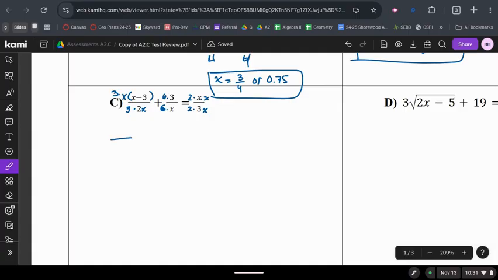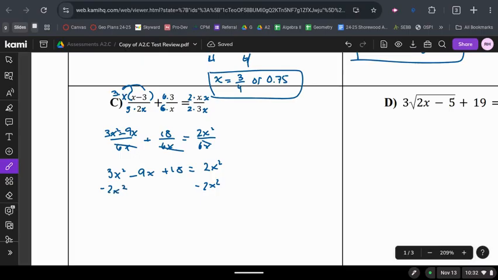So now that all of these have a common denominator of 6x, I can distribute that 3x to both terms to get 3x squared minus 9x. And then plus 18 over 6x is equal to 2x squared over 6x. And now I can cancel out all those denominators and get 3x squared minus 9x plus 18 is equal to 2x squared. Subtracting that 2x squared because it's a quadratic, we want to move all terms to one side. We get x squared minus 9x plus 18 is equal to 0.